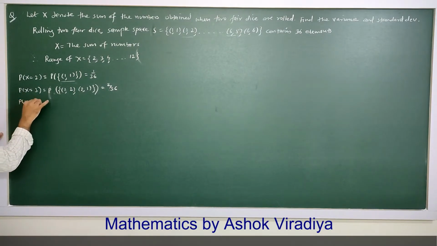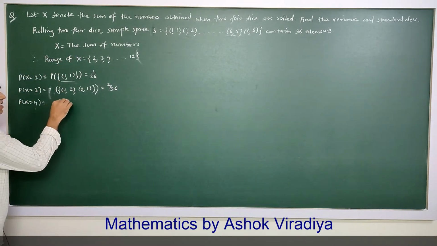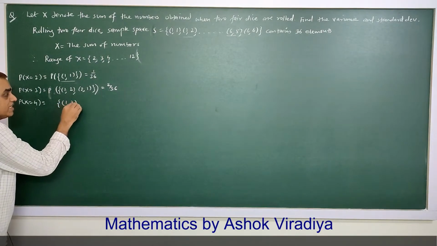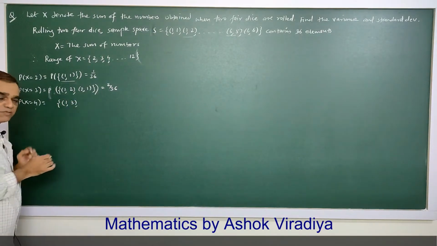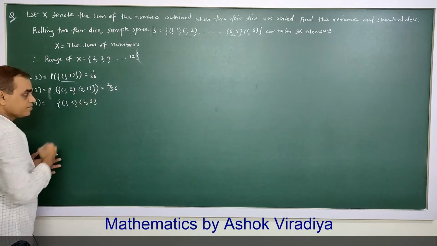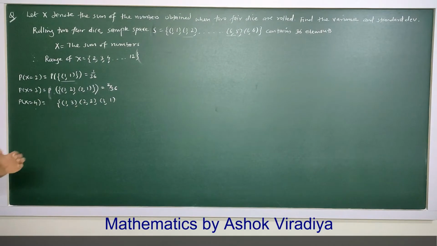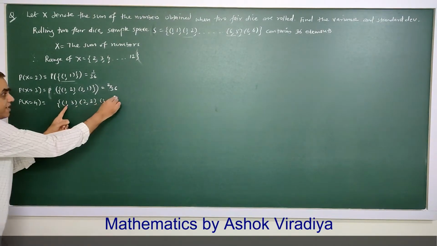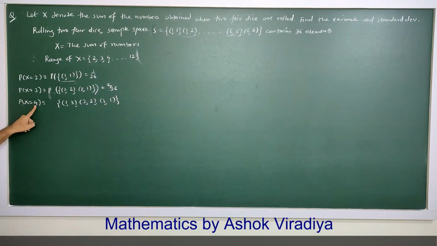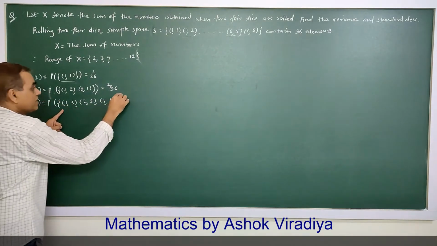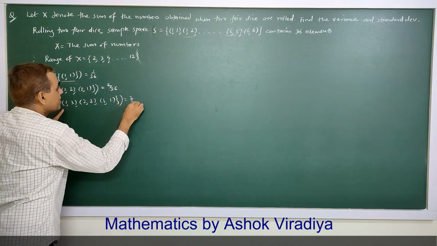Similarly, probability that x takes value 4. Now the sum of numbers is 4 when this event occurs: 1 3, 2 2, 3 1. There are 3 sample points in which the sum of numbers is 4. So when this event occurs, x takes value 4. So the probability that x takes value 4 is equivalent to the probability of this event. So this is 3 by 36.